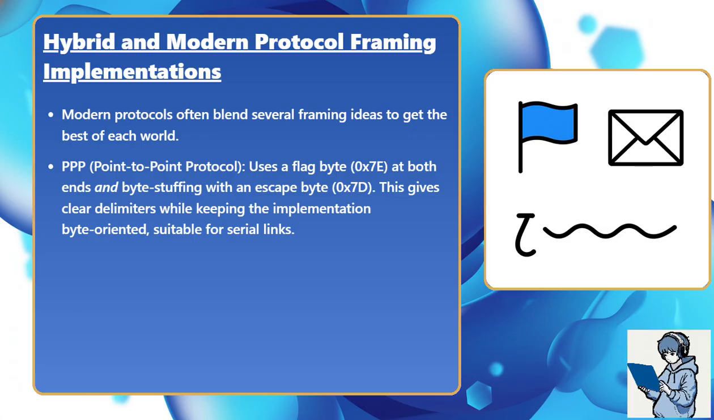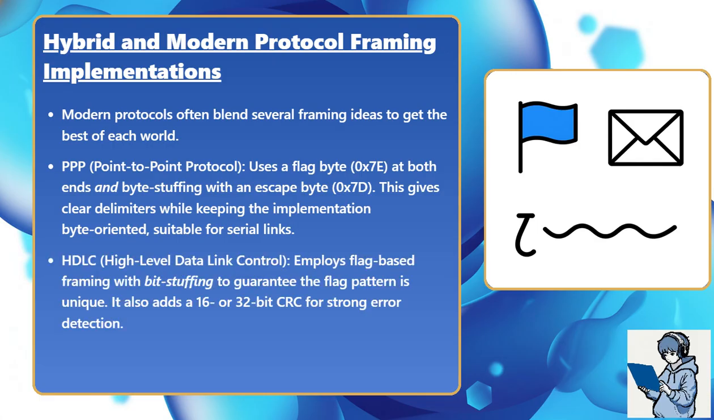PPP, point-to-point protocol, uses a flag byte 0x7e at both ends and byte stuffing with an escape byte 0x7d. This gives clear delimiters while keeping the implementation byte oriented, suitable for serial links. HDLC, high-level data link control, employs flag-based framing with bit stuffing to guarantee the flag pattern is unique. It also adds a 16 or 32-bit CRC for strong error detection.